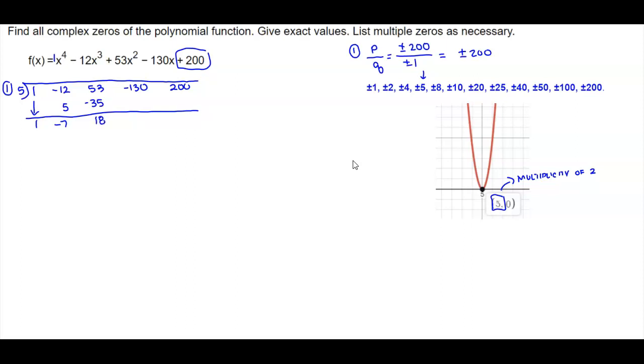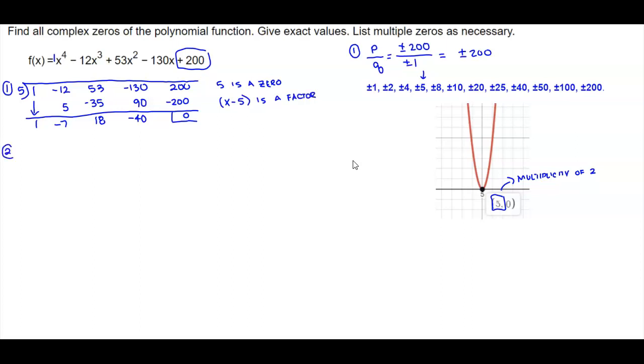5 times 18 is 90, and negative 130 plus 90 is negative 40. And 5 times negative 40 is negative 200. So therefore we get a remainder of 0. That tells us that 5 is a zero, and that means that x minus 5 is a factor.